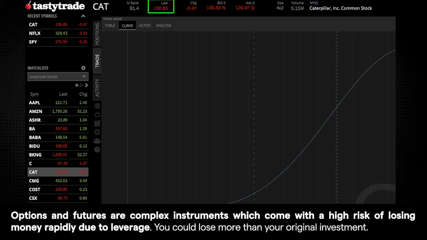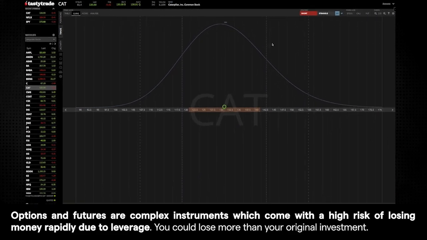The stock price is currently around $130, and it is down 47 cents today. 5 million shares have traded today, so you know it's a very popular and liquid stock. Right now we're on the Trade tab, looking at the curve view, which will be very similar to the visual strategies you've seen in the course.